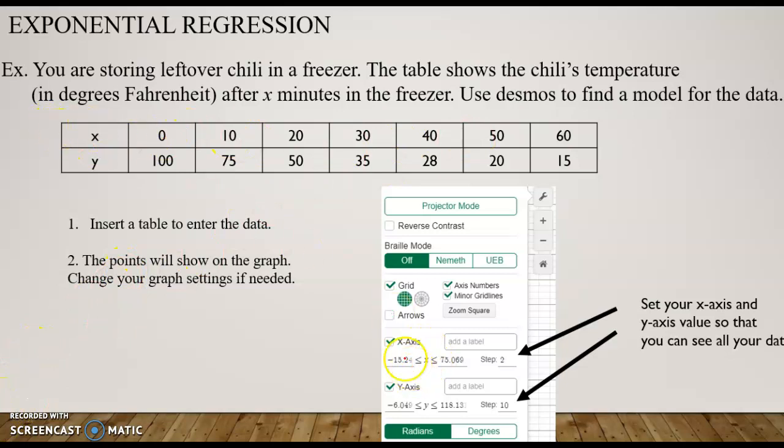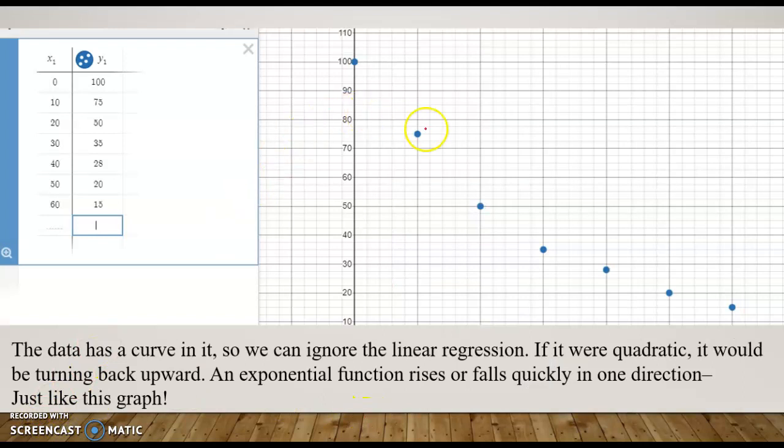Your x, you need to make sure that you can cover your x from 0 to 60. So I put it in from negative 15 to 75. This has to be from at least 0 to 110 or something. So it came off that way. And this is what it looks like, which looks a little curved. The data has a curve in it, so we can ignore linear.